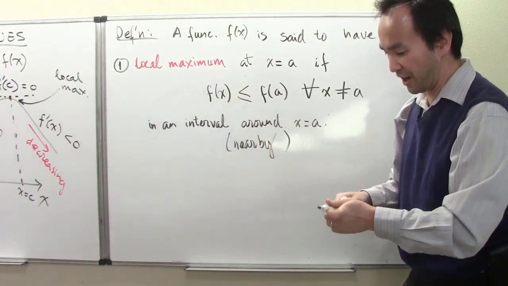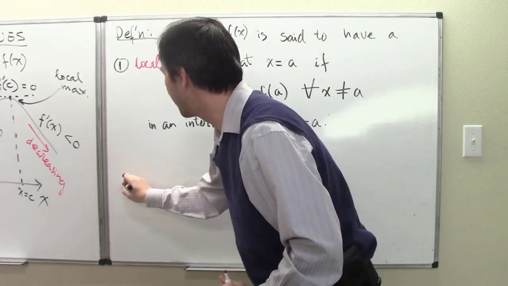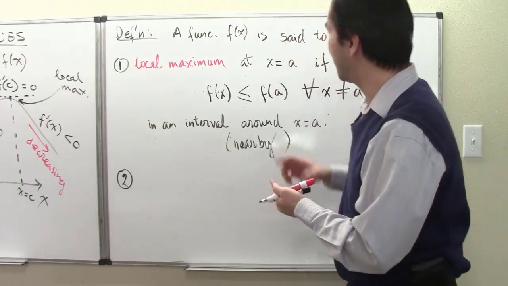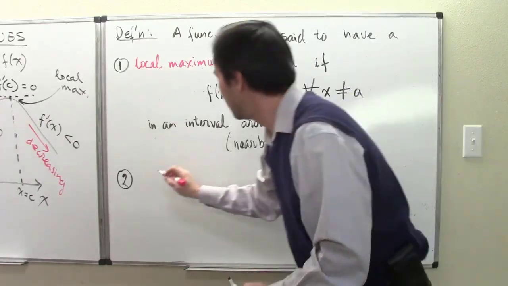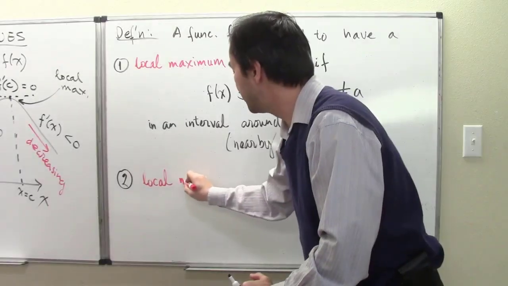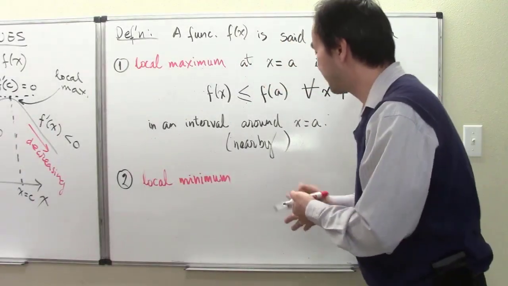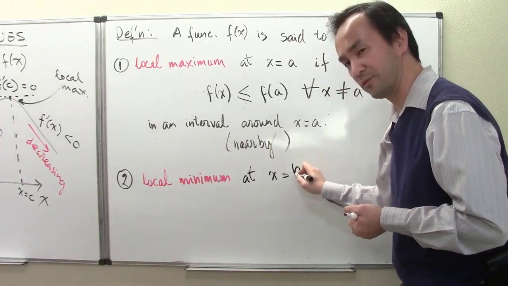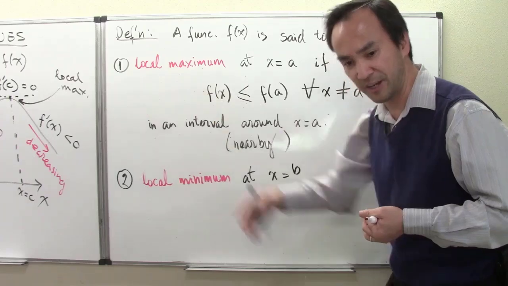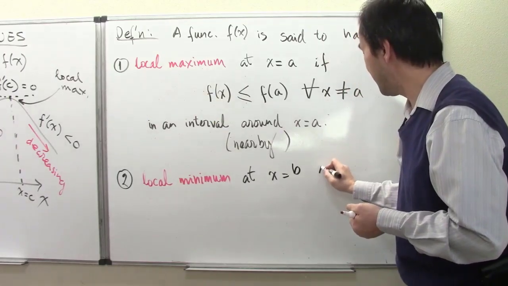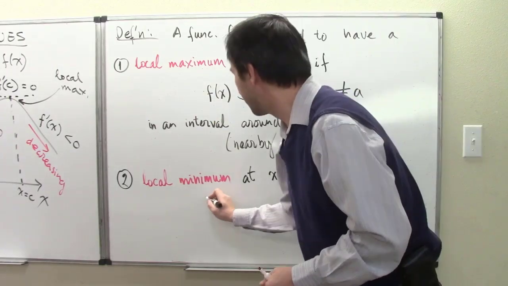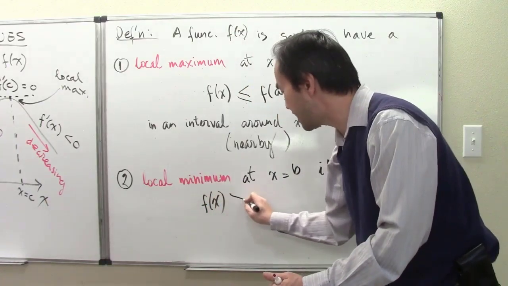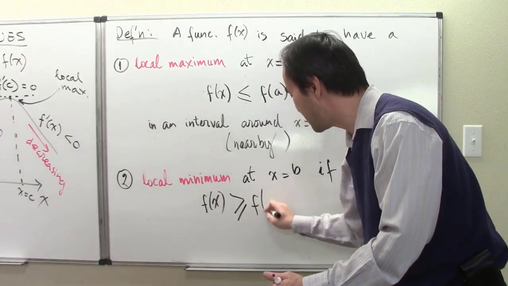Similarly, number 2, a different definition here. One definition, but I'm doing it for both. A function f of x is said to have a local minimum at some other value, x equals b, for example. That's sort of like the picture that we've seen right there. Okay? If any other function value here has to be greater than or equal to f of b.